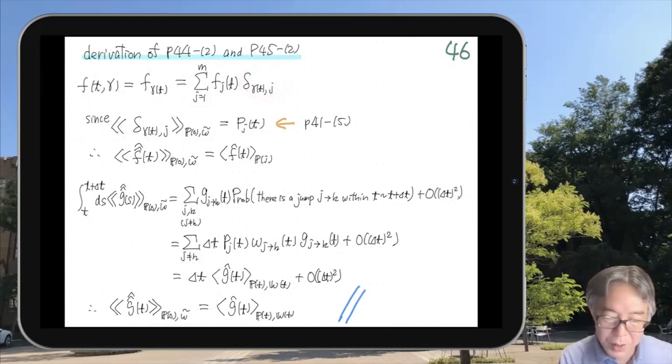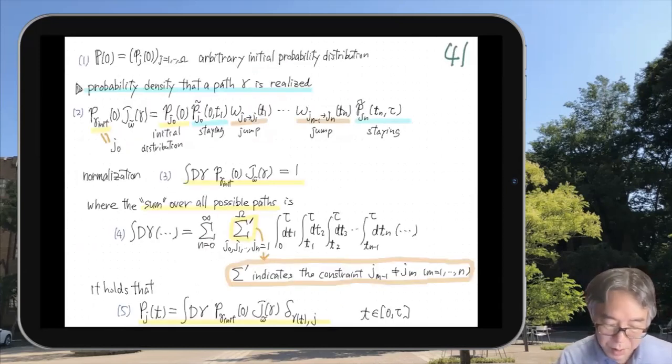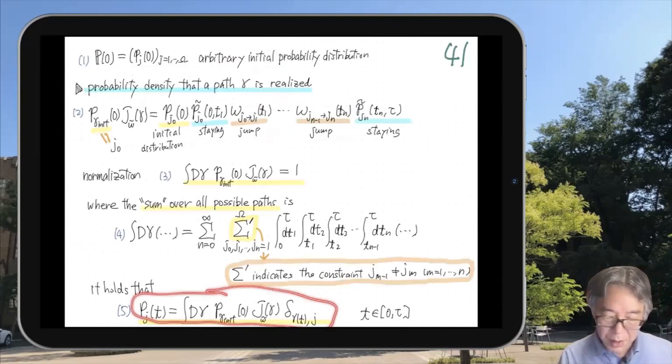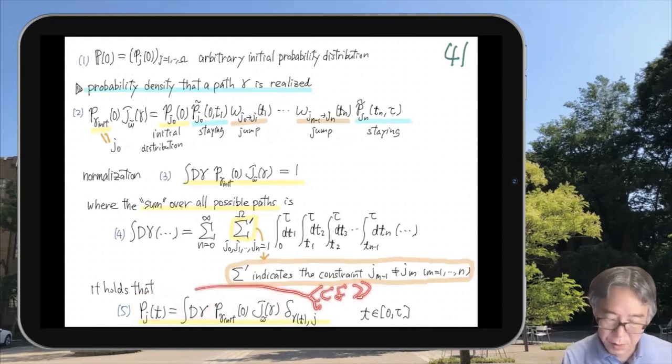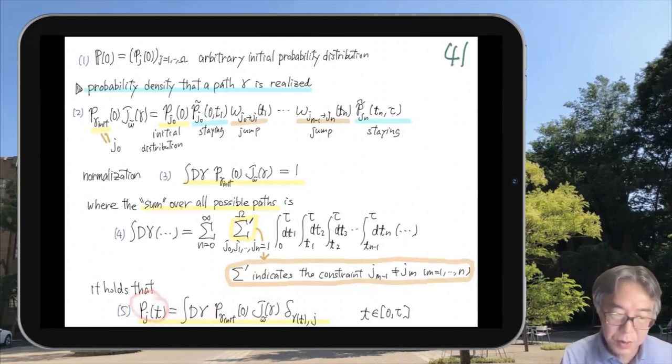But I recall that in page 41, we have shown this relation. What is this? Well, it's page 41. Let's go to page 41. I'm sorry, here. Yes, actually, this is the relation. Okay, so yeah, this is a probability density for a path and the sum over the path. So this one here is basically the expectation value of this Kronecker delta. The right-hand side is the expectation value of the Kronecker delta, and this claims that this expectation value is exactly equal to PJT, the solution of the master equation.